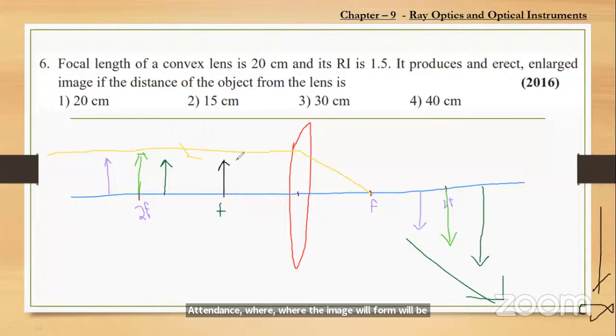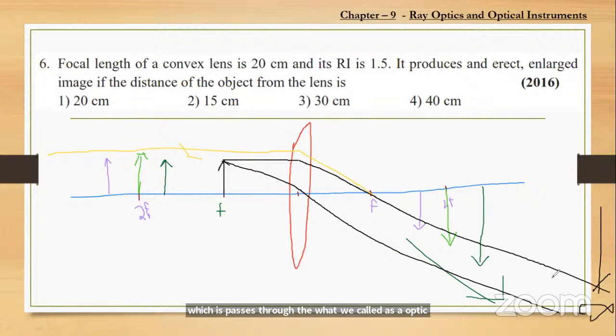Now, how could that be? When you draw a parallel line and a line which passes through the optic center and principal focus, both lines will never meet. They are moving parallel to each other. So that's why the image will definitely be formed at infinity.